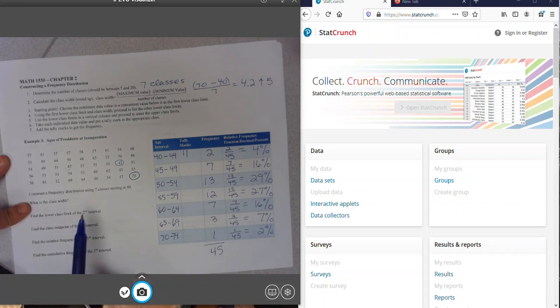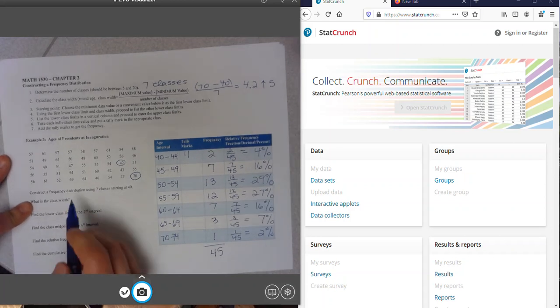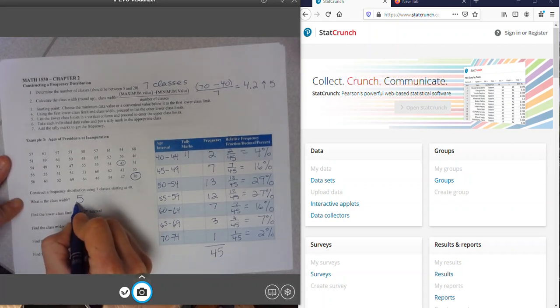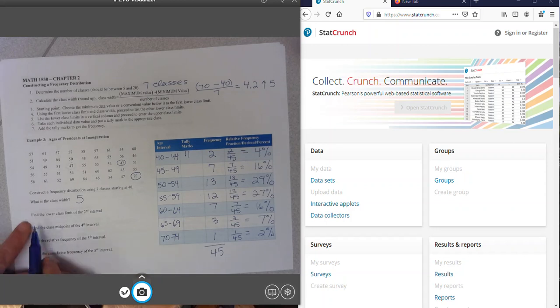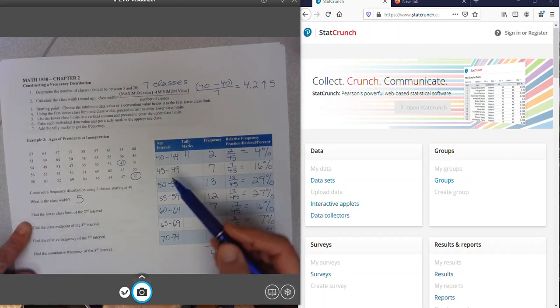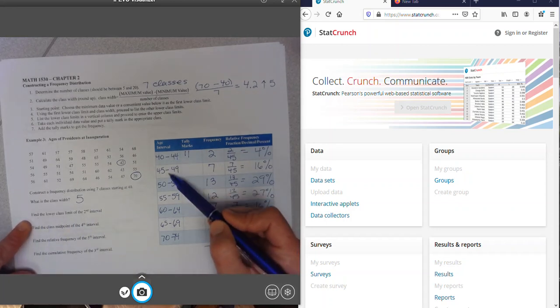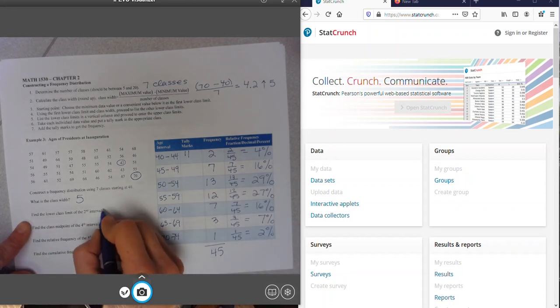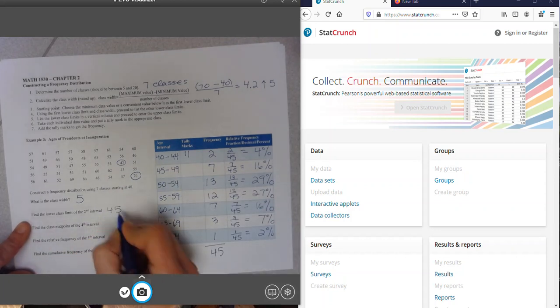We already figured that out. The class width is 5. The lower class limit of the second interval. Here's my first, here's my second interval, so the lower class limit is 45.